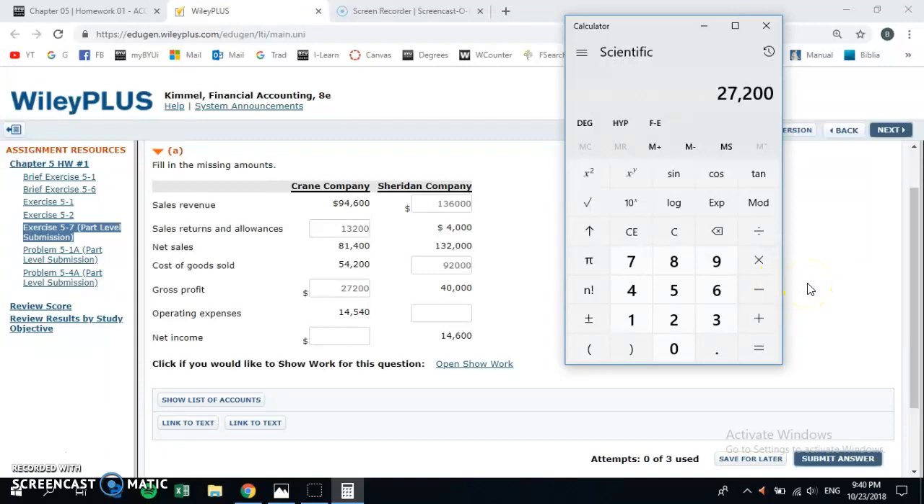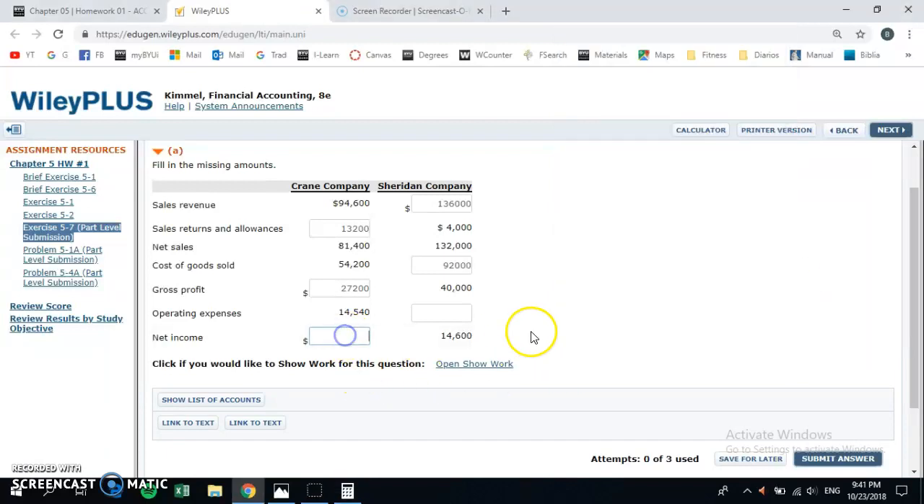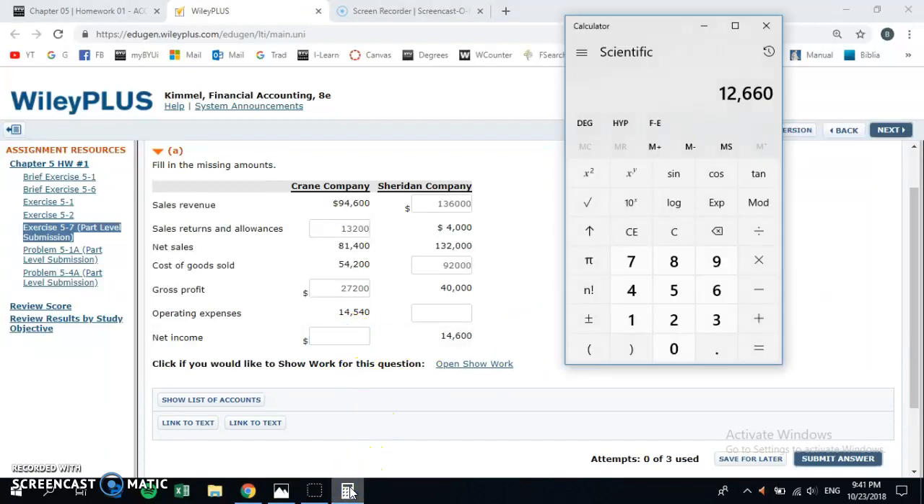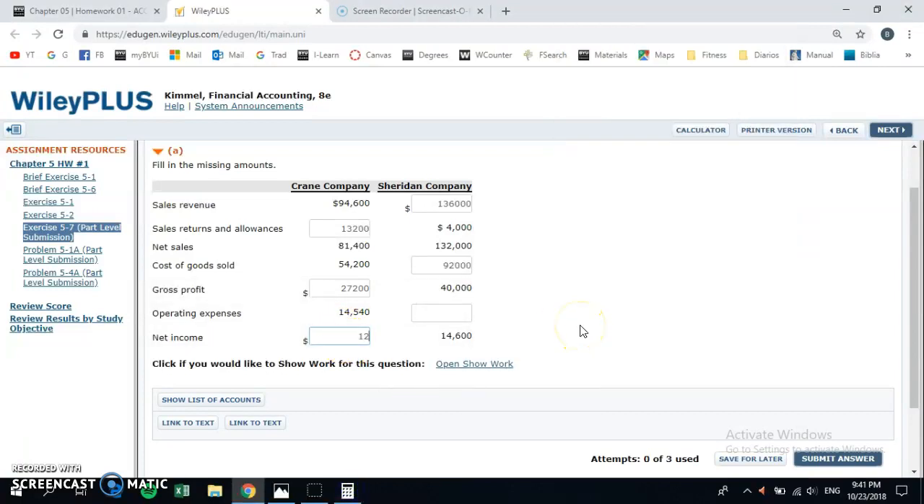Gross profit 27,200 minus operating expenses 14,540. Net income would be 12,660. We have a net income there.